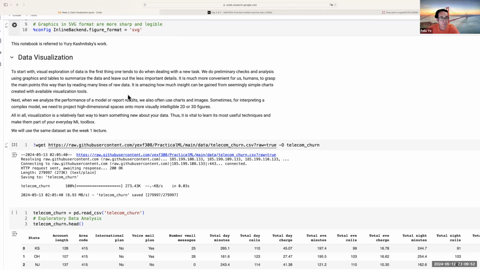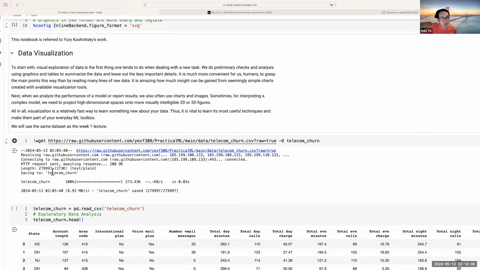Also, if you have the performance of the models, we can also use chart images. Sometimes we can use these kinds of plots to interpret those models. We will talk very briefly about how to project very high dimensional data into just 2D and 3D so that you can visualize it and have a good understanding of what is going on. Visualization is a very fast way to learn something new about your data, so you can have a good idea. These are some of the techniques that I will present today.